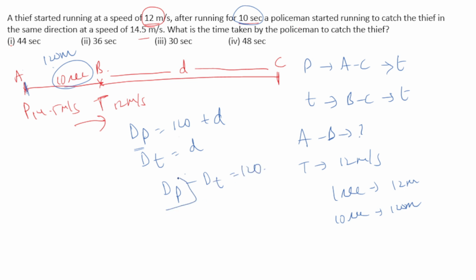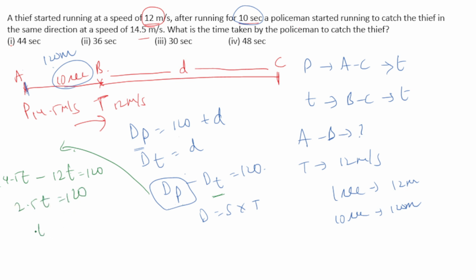What is the distance traveled by the policeman? Distance is equal to speed into time. What is the speed of the policeman? Speed is 14.5. And the time taken by the policeman is T. Minus, what is the speed of the thief? It is 12. And the time taken by the thief is T. This is equal to 120. So 2.5 T is equal to 120. So T is equal to 120 divided by 2.5. It is 1200 divided by 25. This can be written as 12 into 100, 25 into 4. It is 48 seconds. It is the fourth option.